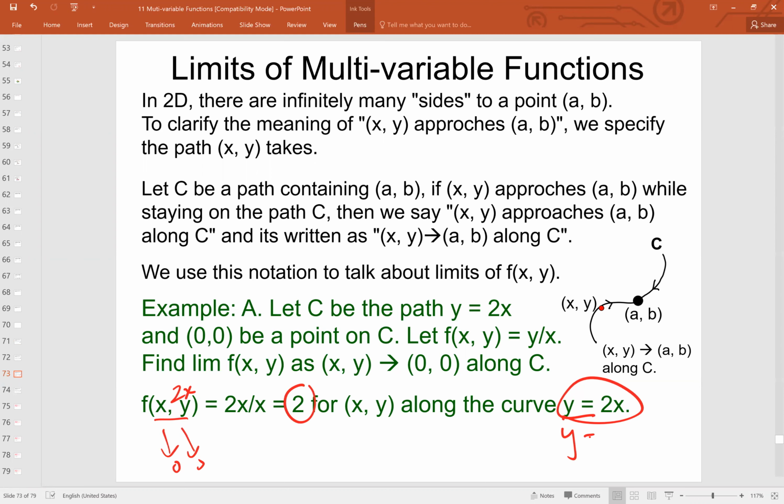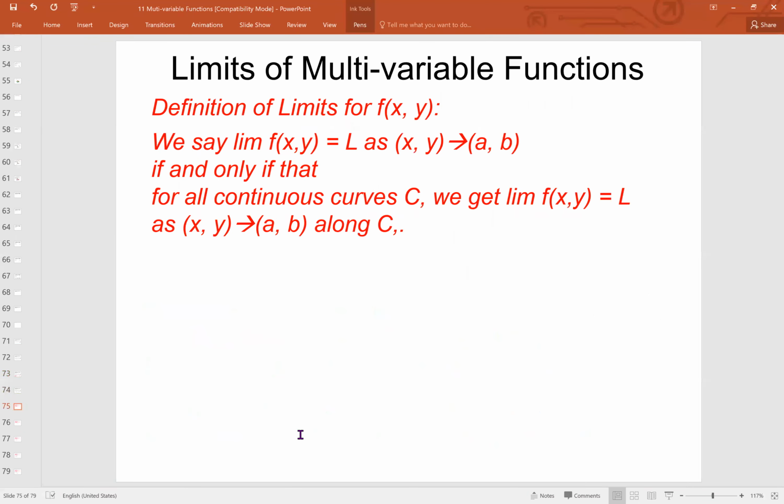But if I were to choose the curve y equal to 3x, then the limit will be 3x over x as x approaches 0, and that will go to 3. So in order for us to define what a limit is, we require the following: it doesn't matter which continuous curve you go through (a, b), the limit of (x, y) approaching along that curve is equal to every other curve, equal to some number L. Then we say the limit exists.